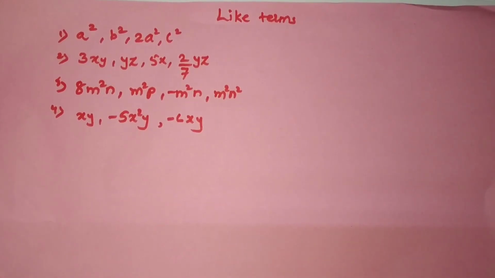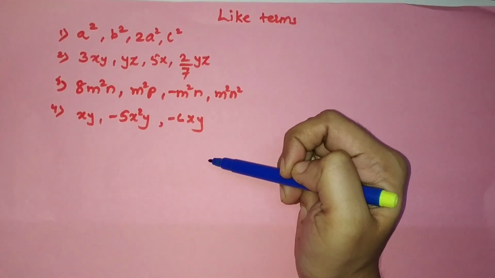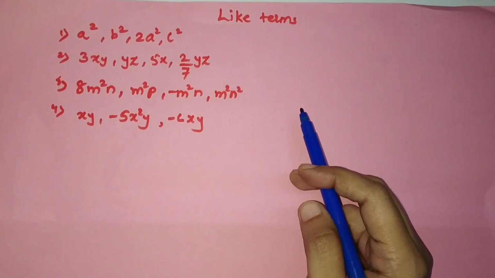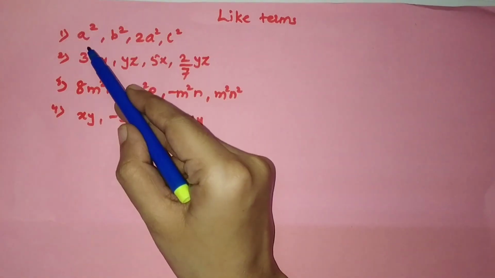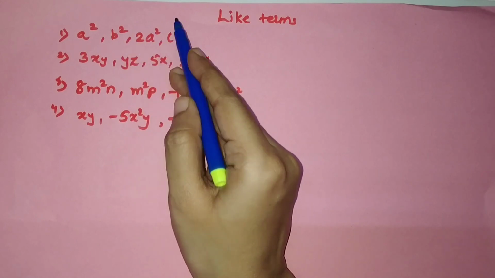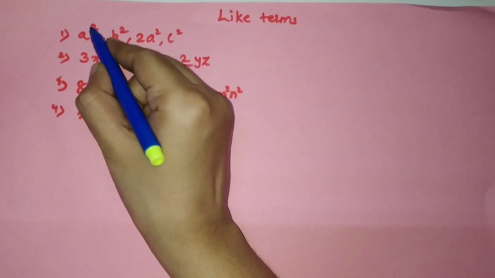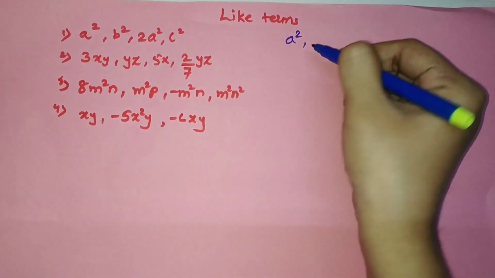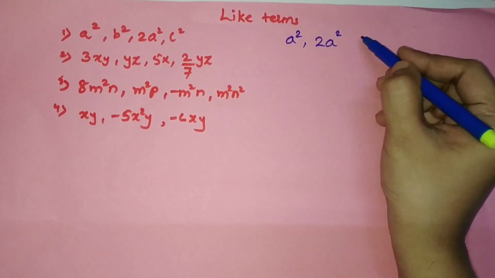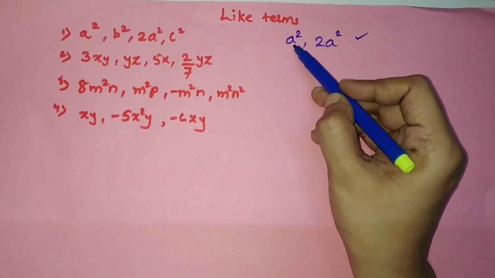So friends, now we will find the like terms from the given example. As in the last video I told you about like terms. Like terms are those terms which have the same variable of the same power. If I look here, these are single terms, monomials. Here a square is there, b square, 2a square and c square. If I want to write down the like terms from these, I find a square has its like term 2a square. I have only this one pair of like terms, a square and 2a square. So like terms contain the same variable with the same power.